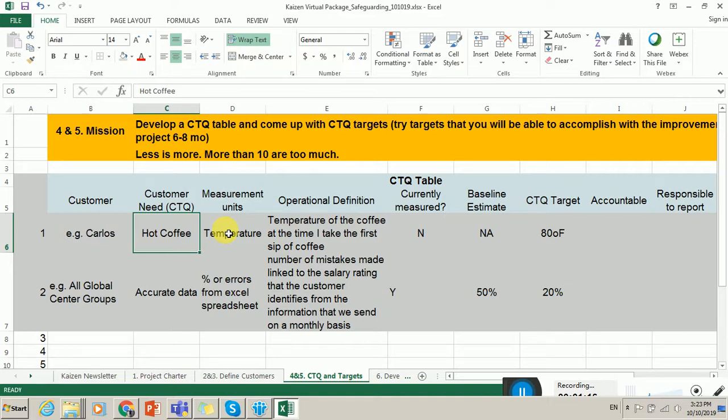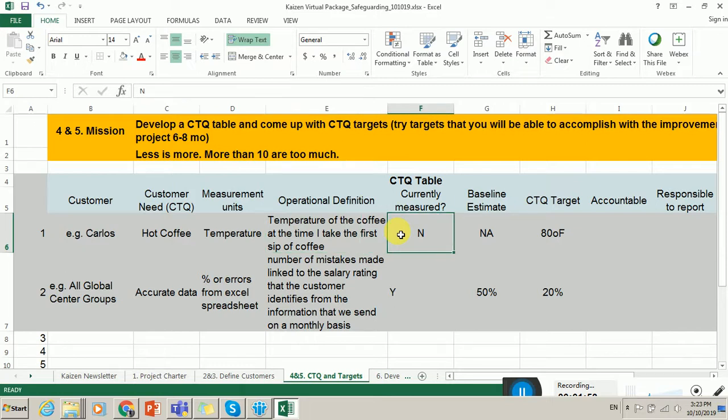So in this case, just to give you an example, I am the customer, my need is hot coffee, and I can measure that using temperature. The operational definition is how do we better explain these two so that everybody could understand, even somebody outside of my team. So in this case, hot coffee and temperature means that the CTQ is about the temperature of the coffee at the time I take the first sip of coffee.